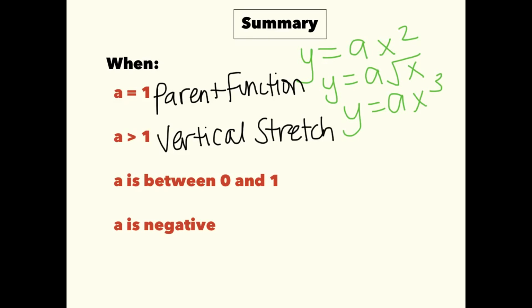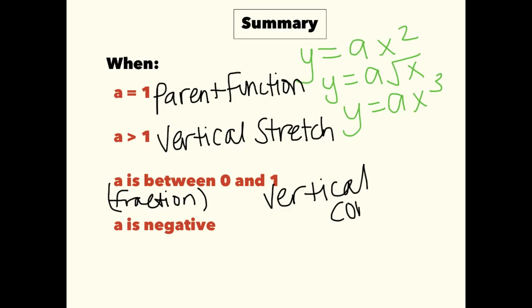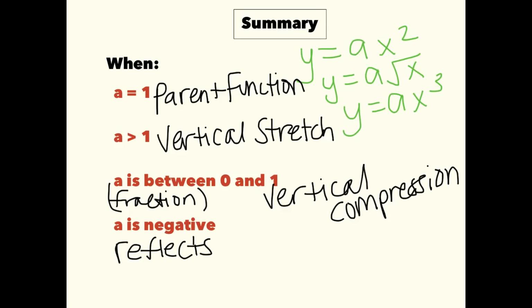When a is in between 0 and 1, so when it's a fraction, you have a vertical compression. You compress that parent function down. And if a is negative, that just tells us that the parent function reflects over that x-axis.